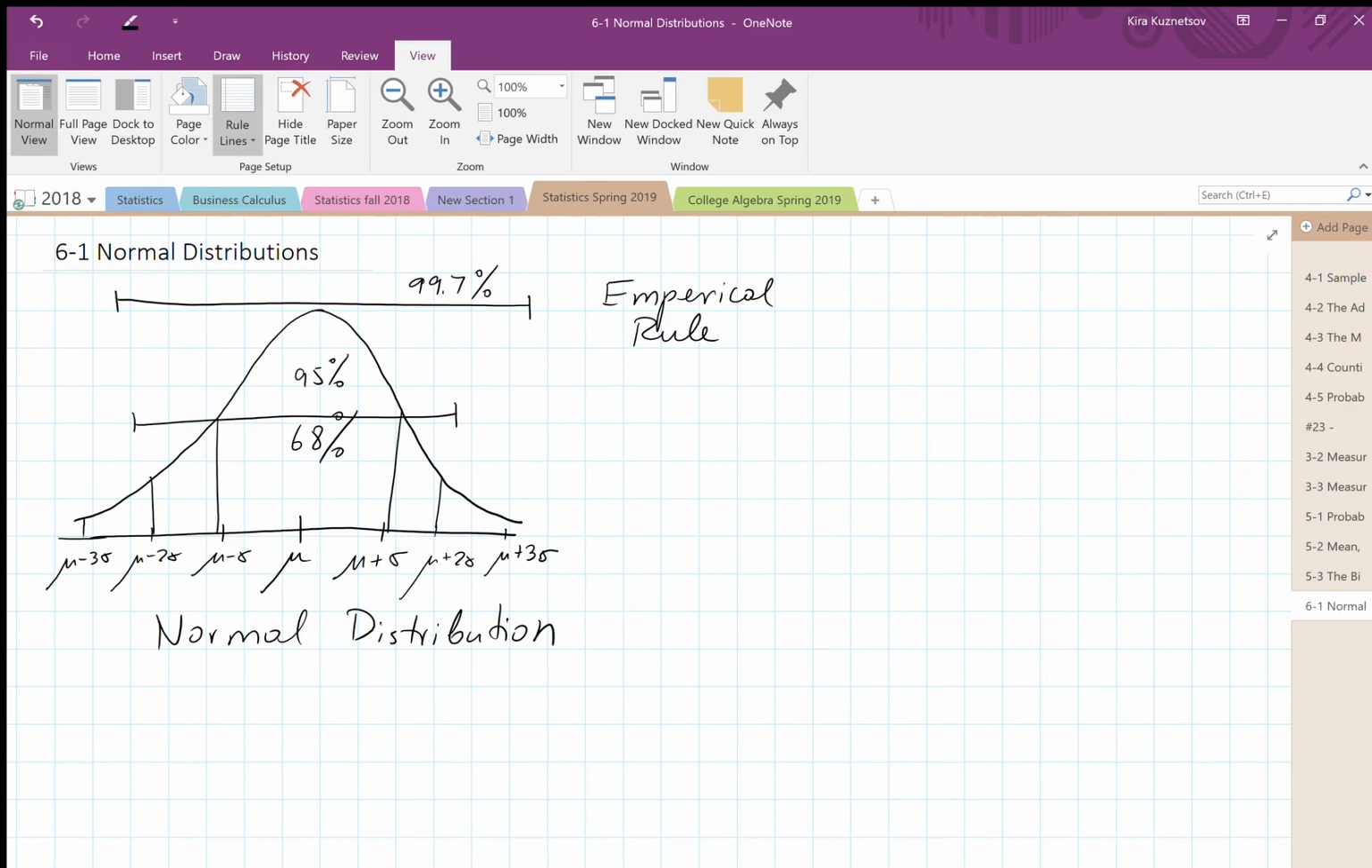You cannot use empirical rule for non-normal distributions. So what we do is we greatly cover this in chapter 6.